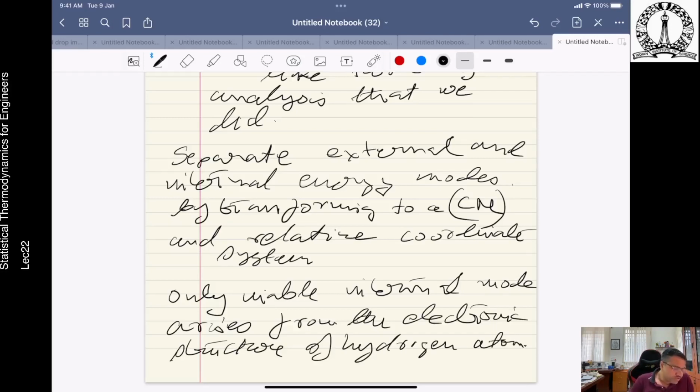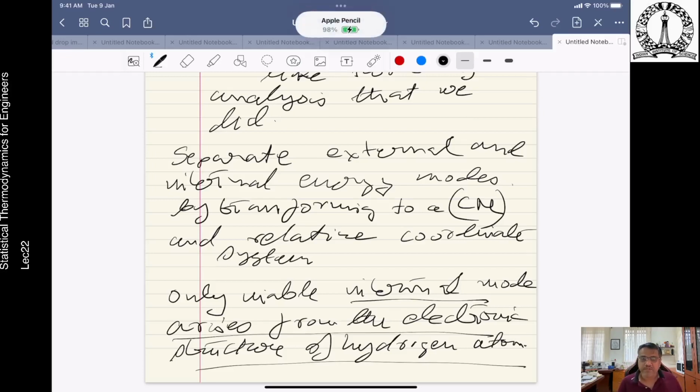In the next class, we are going to use the same separation of variables and try to justify how this can be attained, and how it can be analyzed further, using the knowledge that we gained from the previous analysis.